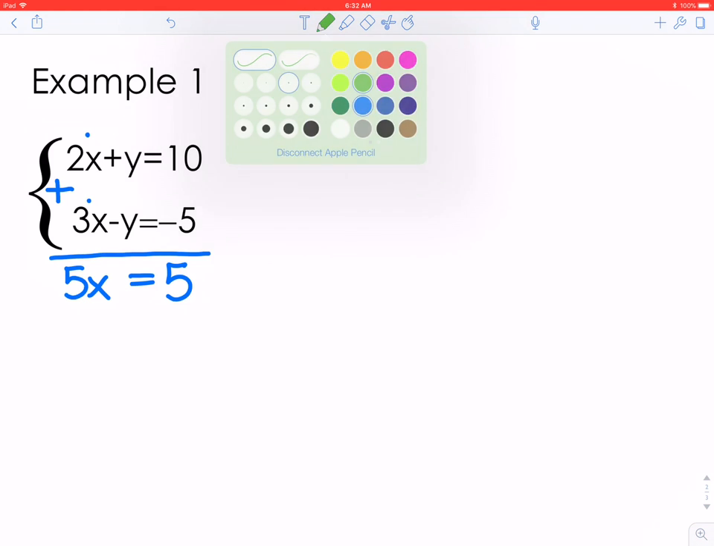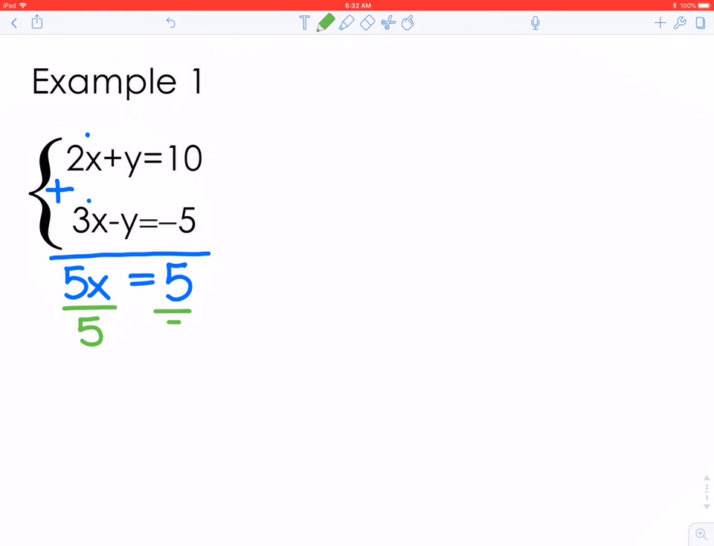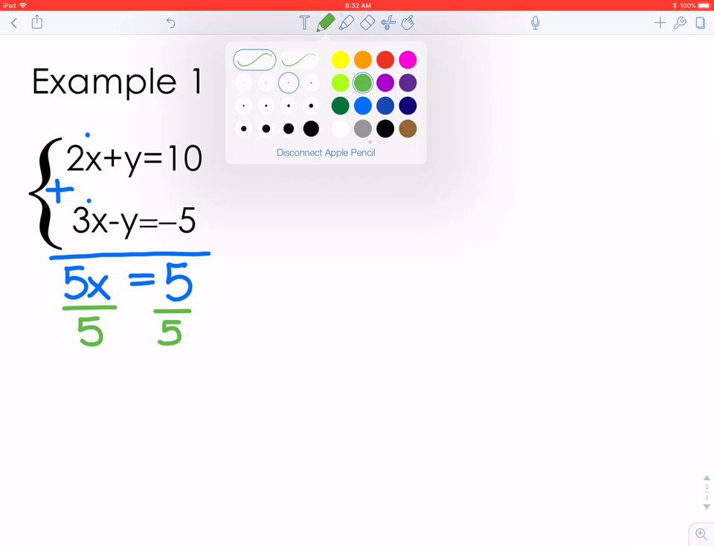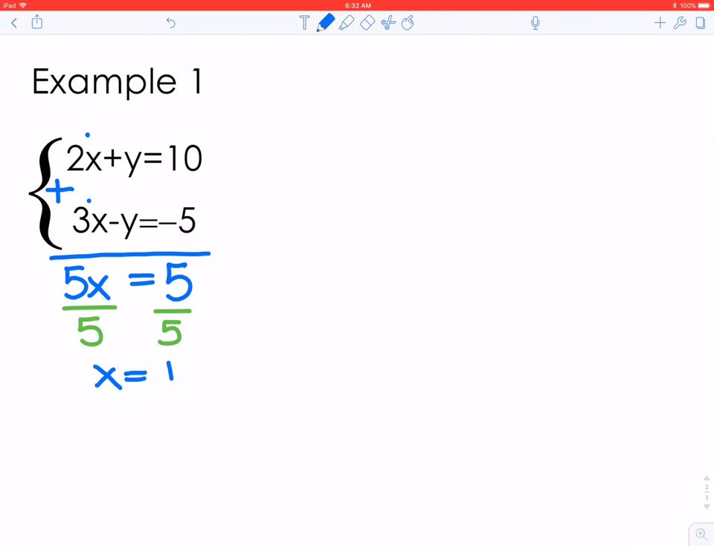Now continue solving. Divide by 5, divide by 5. So x equals 1. Now, if x equals 1, we know we have one solution. Otherwise, we'd get something like 1 equals 1, which would be infinitely many, because that's a true statement. Or we'd get 1 equals 4, which is a false statement, so there'd be no solution. So that means we need to continue, because we are going to have two lines that intersect at one point.